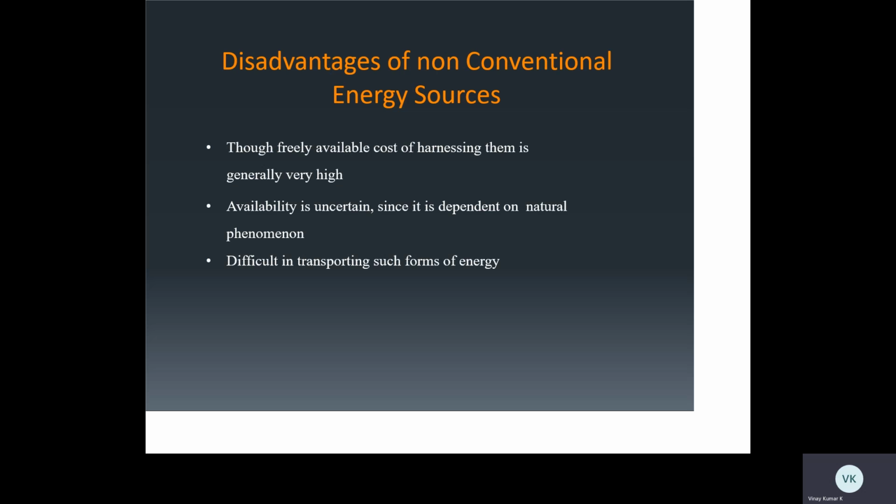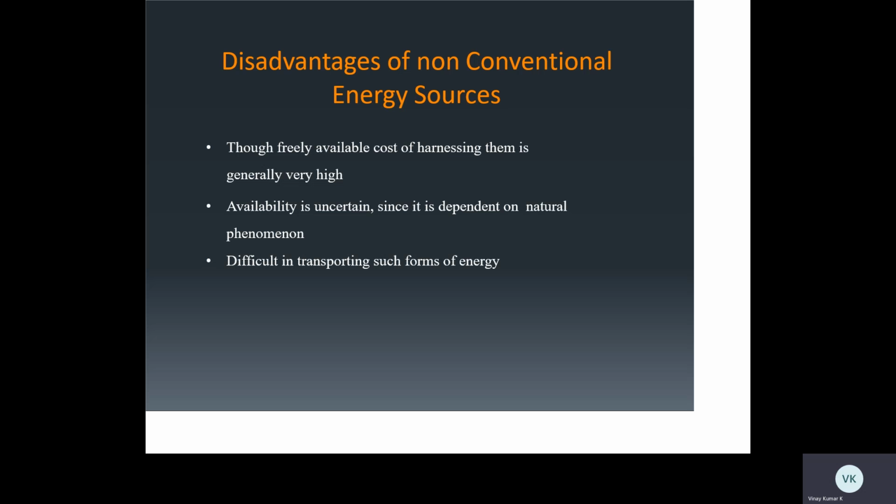The next is, what are the main disadvantages of non-conventional energy sources? That is, disadvantages of renewable energy sources. What are the main disadvantages? These forms of energy are very difficult to transport, and the availability is uncertain. This is not equally distributed throughout the earth. It is not the same at one point, and it is not the same at the other point also.